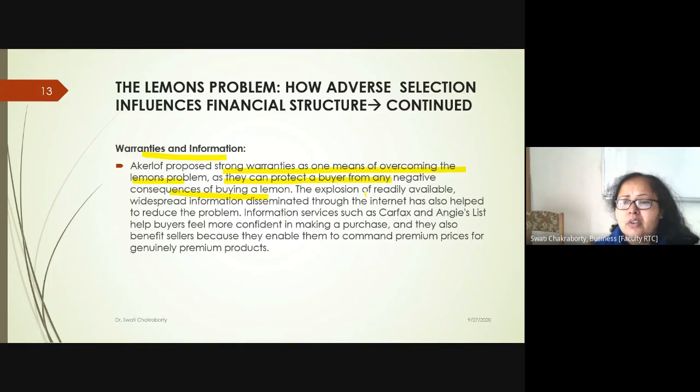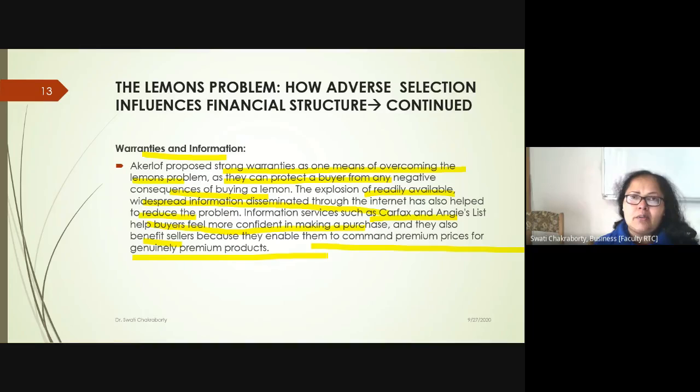The explosion of readily available, widespread information through the internet has also helped in reducing this problem, right? You have some of these information services in the US, Carfax and Angie's List, which help buyers feel more confident in making a purchase. And they also benefit the sellers. Why? Because they enable them to command premium prices for genuinely premium products. So you can quote a good price for a very good product, and buyers are able to see it. So it benefits both buyers and sellers.